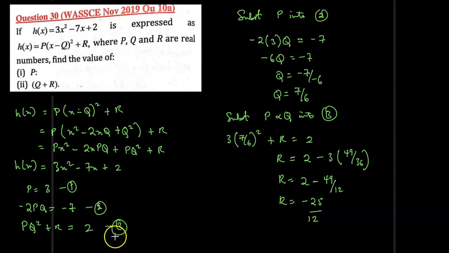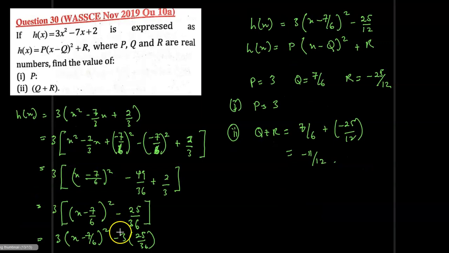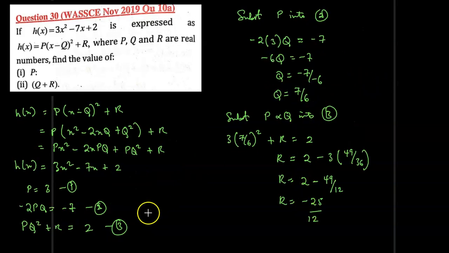Let's compare whether the answers are the same. When you go to the previous page, yes, our p value was 3, q value was 7 on 6, and then r value is negative 25 on 12. And that's the same answers we are getting over here.